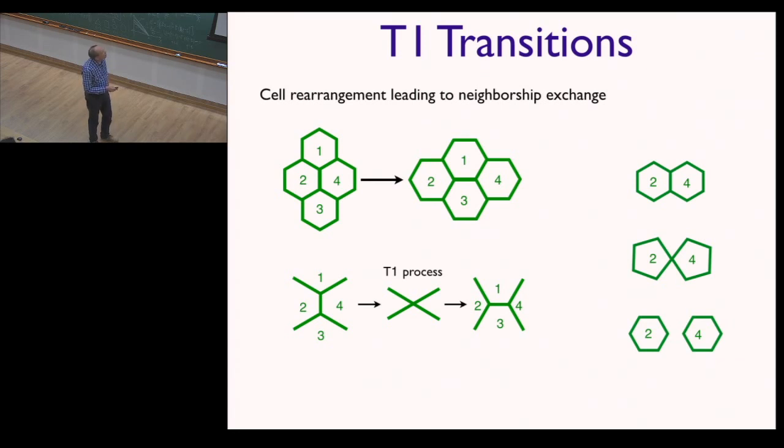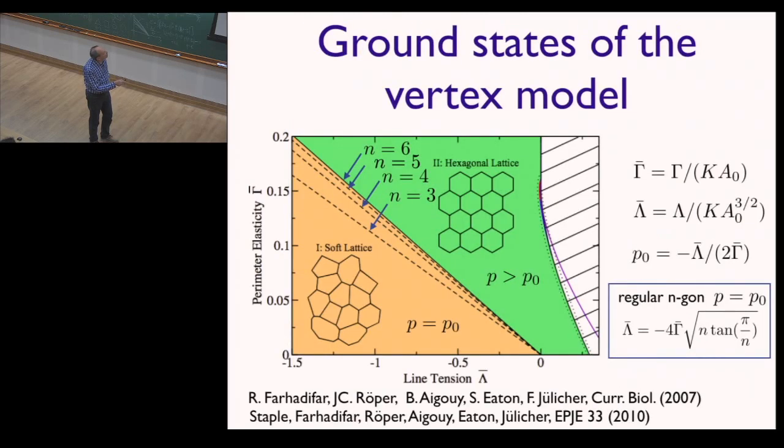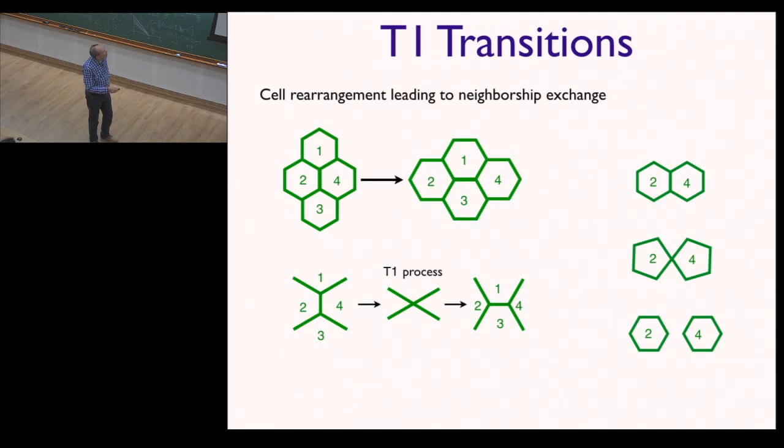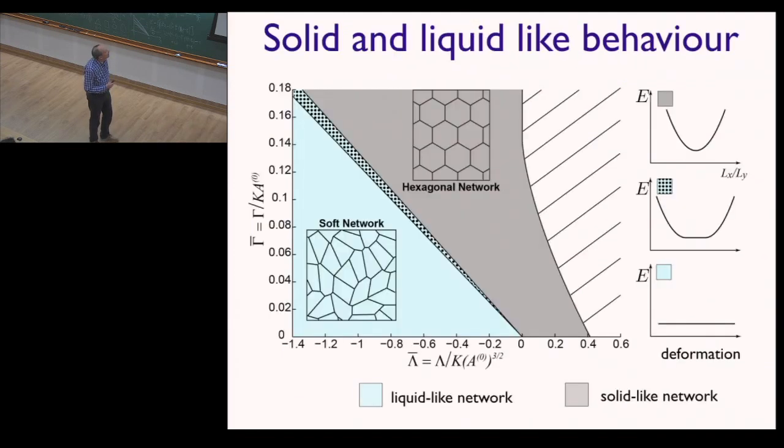This is not possible as long as I'm in this narrow stripe. But if I cross the n equals 5 line, I can, without performing work, go to pentagons and therefore go through T1 transitions. And that implies that on the right side, I have a shear modulus, which implies the energy, if I deform the system, has a minimum and I have to perform work for shear deformation.